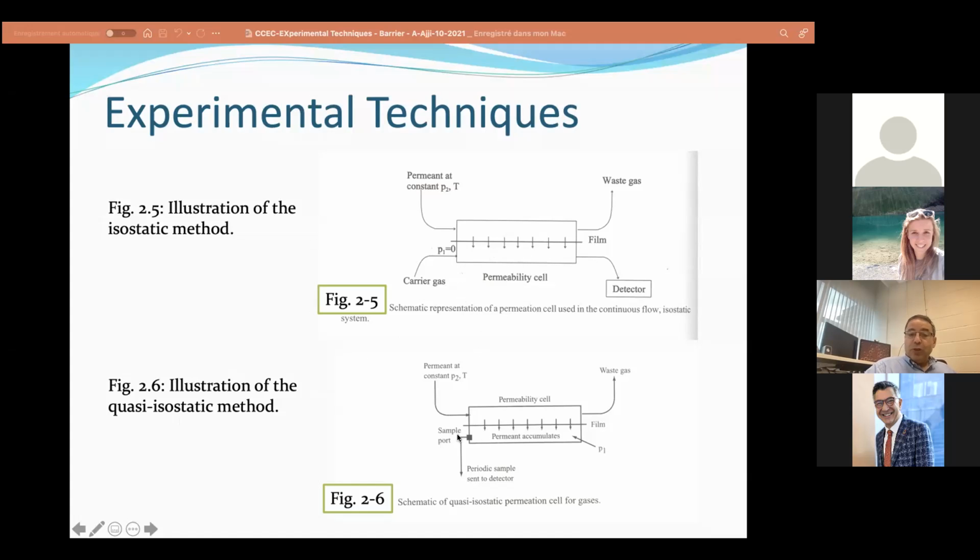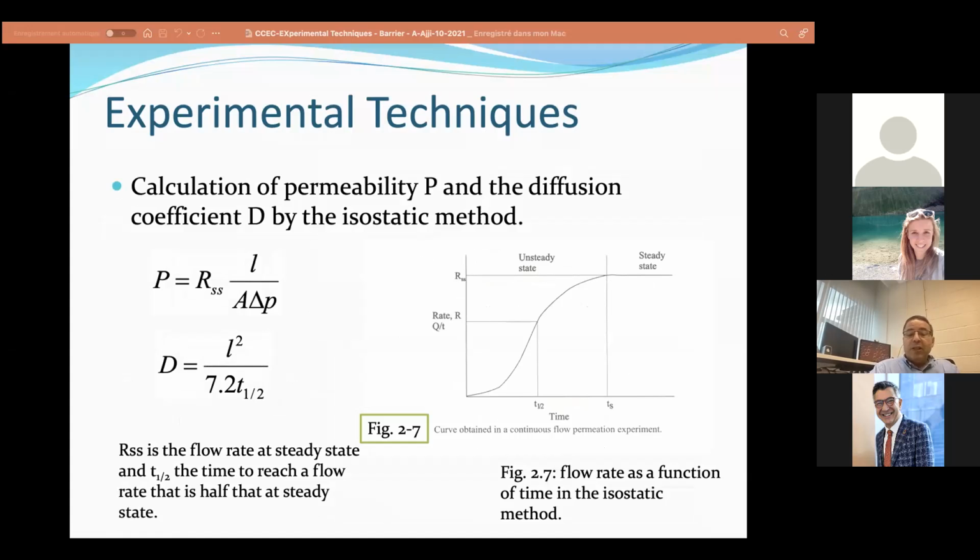So it accumulates. You have permeant that accumulates and its concentration increases with time. So you have a sensor here that will measure the concentration of the gas as a function of time. And in terms of representation, for the isostatic method, if you represent the rate, so the volume divided by time or the flow rate, as a function of time, you have this type of curve in which you reach, at steady state, a constant flow rate, a constant concentration of gas.